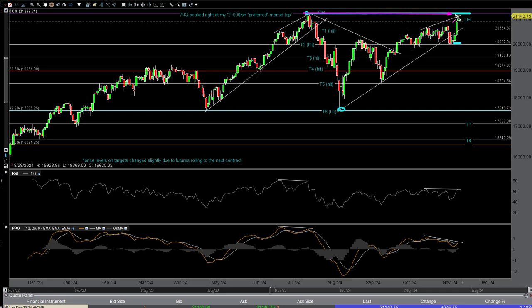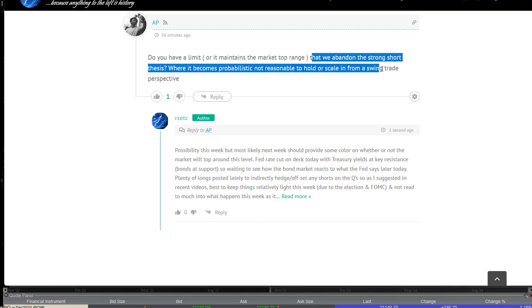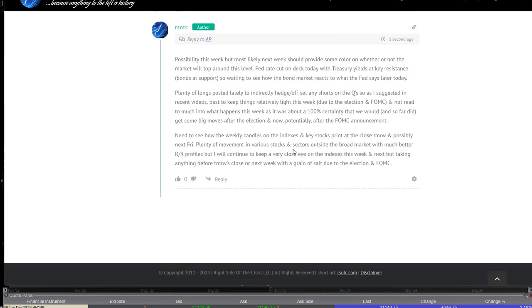This segues into the question I had here. Let me answer that for you. Okay, so somebody asked, do you have a limit or maintain a market top range if we abandon the strong short thesis where it becomes probabilistic, not reasonable to hold or scale in from a swing perspective? Great question. Here's my reply.